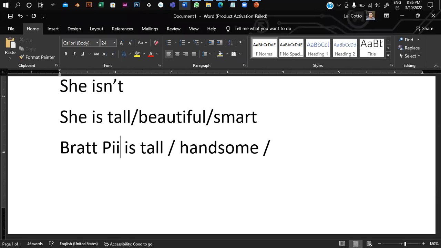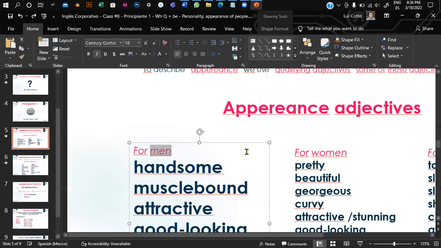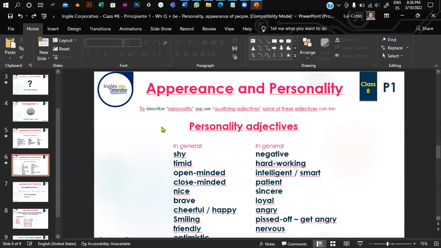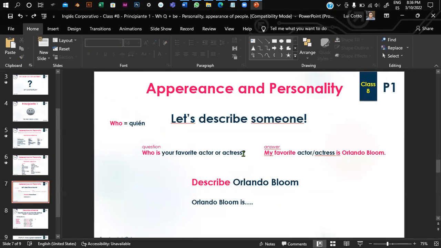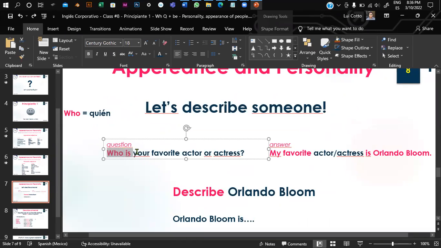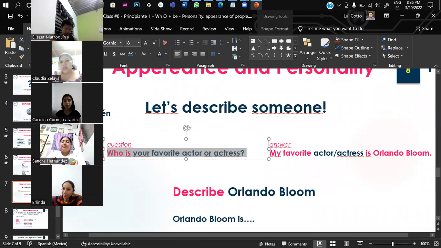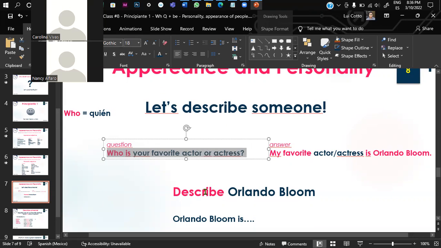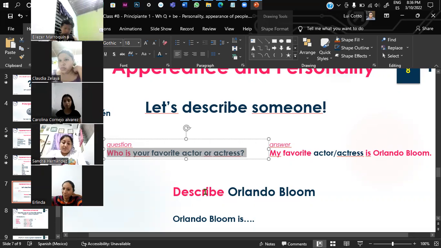Okay. Make the question for a classmate. Merrick, make the same question for a classmate. The same question, this one. Who is? No entendí. Okay, who is your favorite actor or actress? And the classmate, the question is for who? Para quién? No, teacher. Okay, I will choose. We'll see.